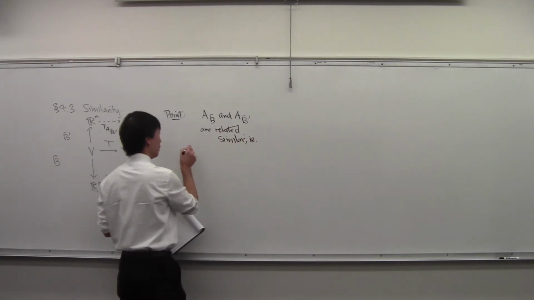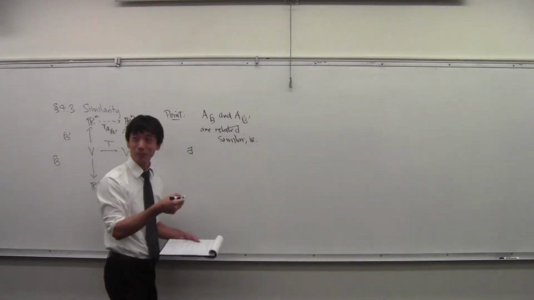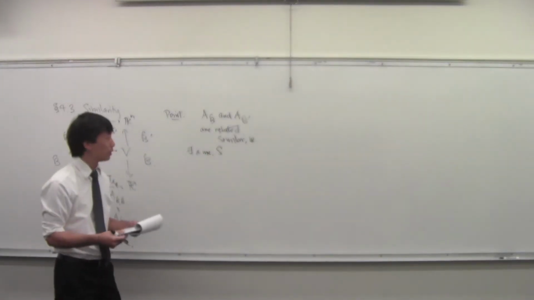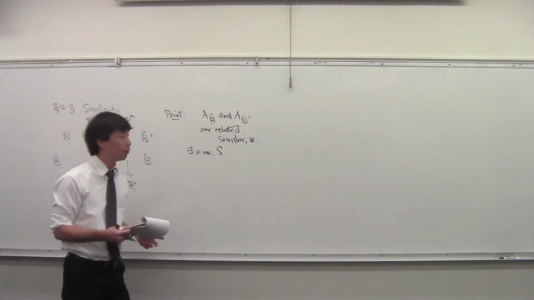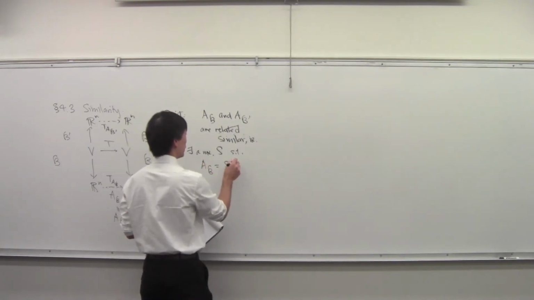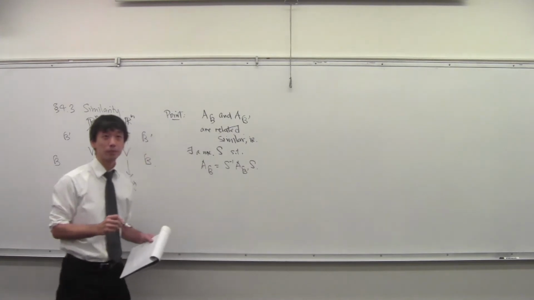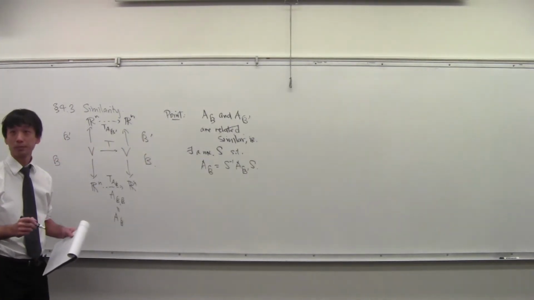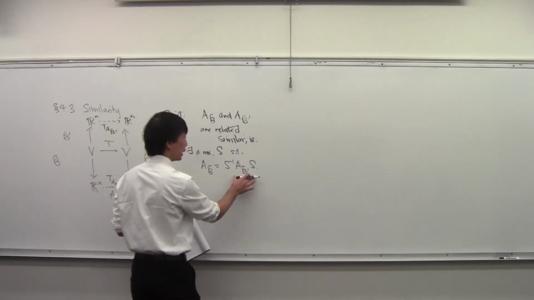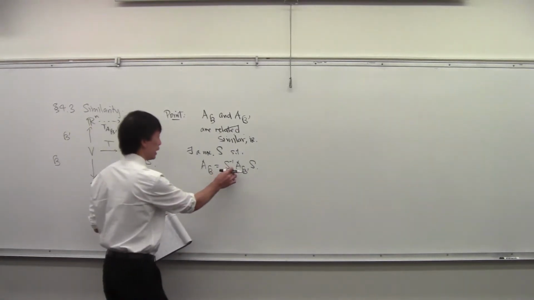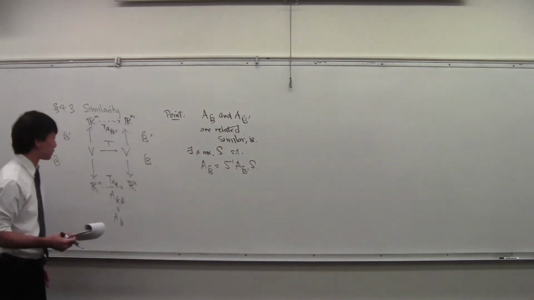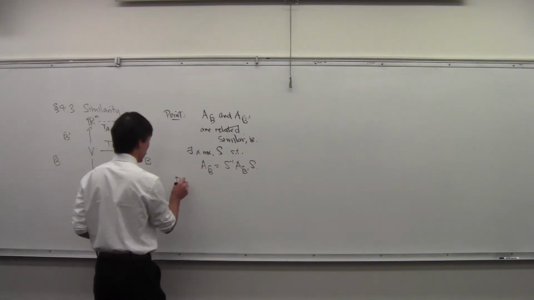It means that there exists a matrix where you can multiply by its inverse. There's a matrix so that you can conjugate one and get the other. There's a matrix S such that A_B is S inverse A_B' S. So this guy is a conjugate of that guy, or vice versa. If these are conjugates, it's a two-way relation.